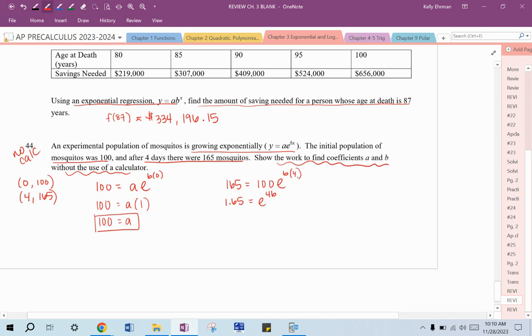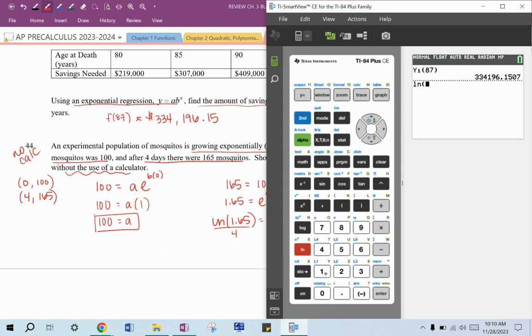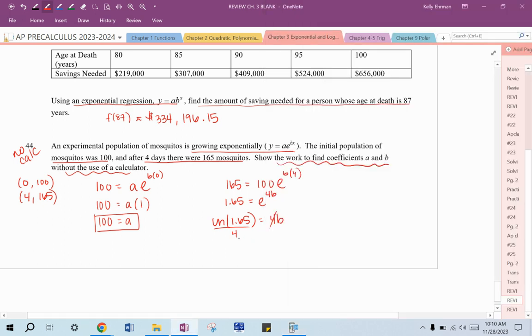I'm going to write this as 4b. And then natural log both sides. And then divide by 4. So natural log of 1.65 divided by 4. Oh wait, and we don't have a calculator, sorry. So I would just say b is equal to this. You also wouldn't have to do the division, or if it was uglier than this, you could leave this as natural log of 165 over 100 over 4, and that would be fine.